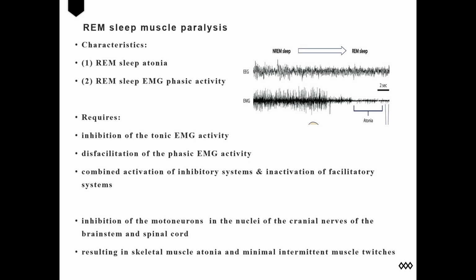system. The final result is the inhibition of the motor neurons located in the nuclei of the cranial nerves of the brainstem, like hypoglossal and facial, and of the motor neurons of the spinal cord, both resulting in the skeletal muscle atonia and minimal intermittent muscle twitches.